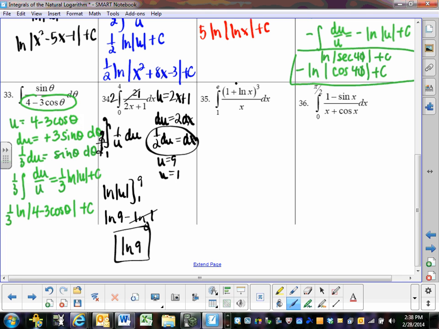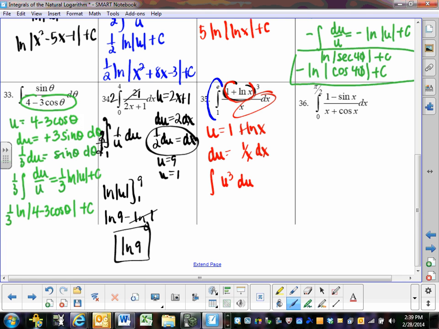Okay, for number 33, my u is the bottom because du is never on the bottom. So u is 4 minus 3 cosine theta. Du is then negative 3 times the derivative of cosine, which becomes positive, sine theta d theta. So 1/3 du is sine theta d theta. So I have 1/3 du over u, which is 1/3 natural log absolute value of u plus c. So 1/3 natural log absolute value of 4 minus 3 cosine theta plus c.